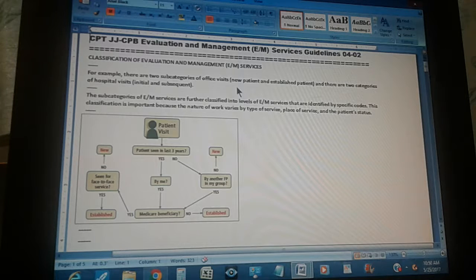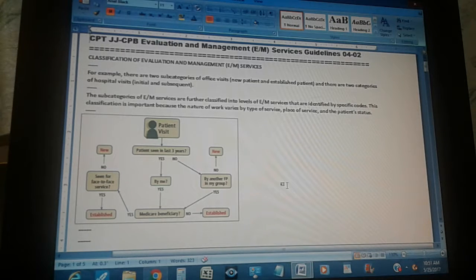And how do you define those? That's why we need a code, right? Or study the ways to get the code. And now there are 2 categories also for hospital visits, which are initial and subsequent, right? Initial means the first one, and subsequent means the next ones, right? Now the subcategories of E&M services are further classified into levels of E&M services that are identified by specific codes. This classification is important because the nature of work varies by type of service, place of service, and the patient status.